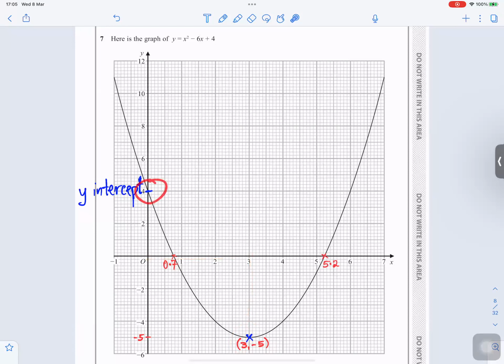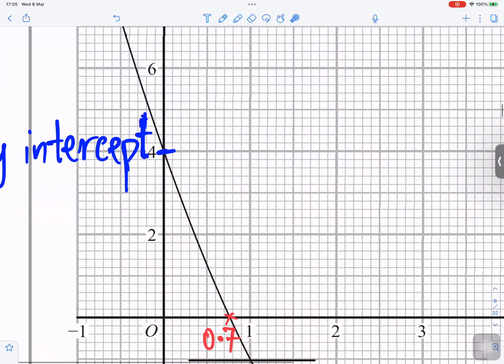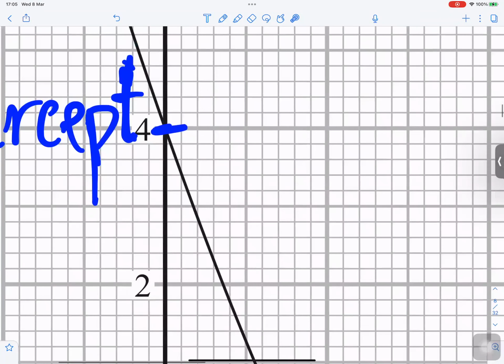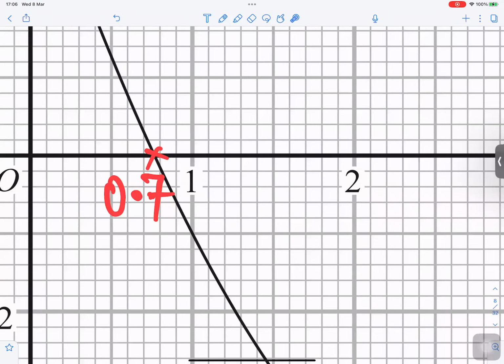And it crosses the y-axis at 4. So if I zoom in, you see there it crosses the y-axis. So that point there is 0, 4. When I zoom in, you will see it crosses the x-axis at that 0.7 there.